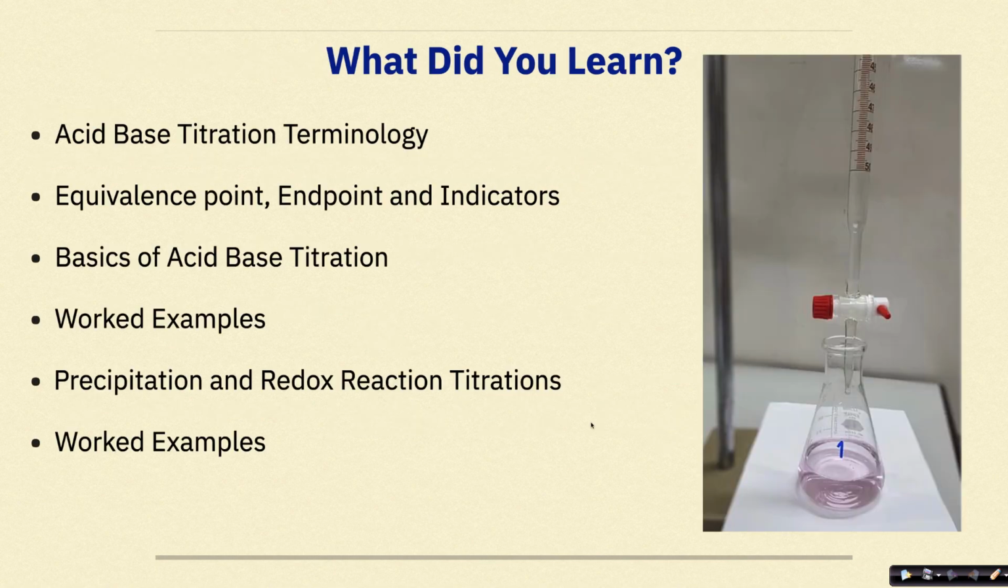So what did you learn? We went over some basic acid-base titration terminology. We talked generally about equivalence point, endpoint, and indicators, and please know when we get to acid-base equilibrium in the future, we'll address all of that again. We talked about the basics of acid-base titration. We did some worked examples. We talked about precipitation and redox reaction titration, and we did some worked examples with those as well.